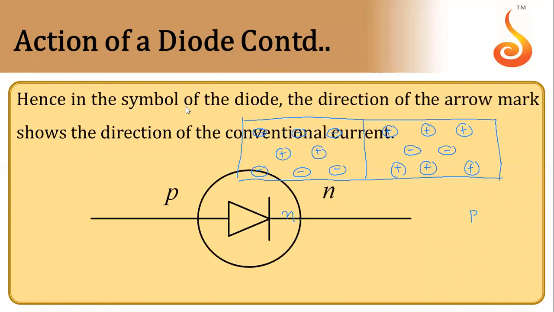Now next is the symbol of diode. Diode is represented as this one. Here, since n type is this side, I will draw it like this. This is n side, this is p side. Okay, and then draw an arrow. So this will be the representation of diode.